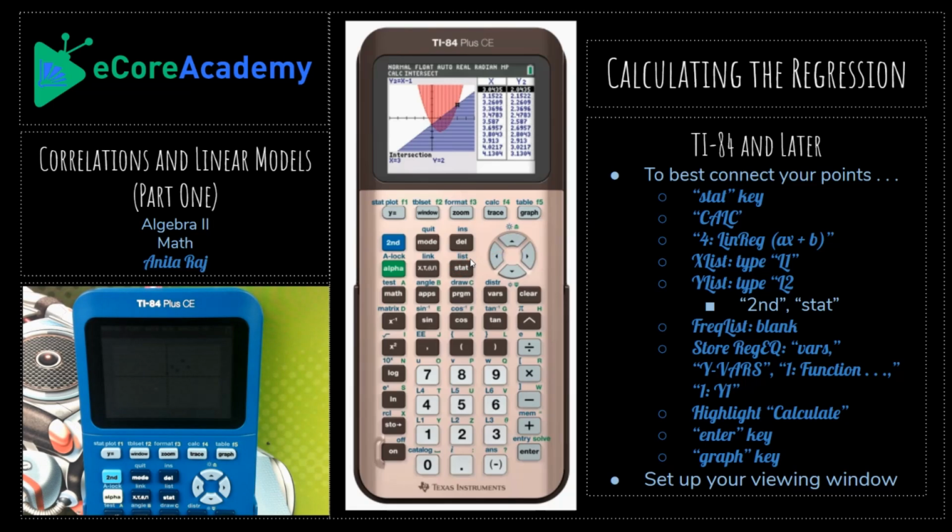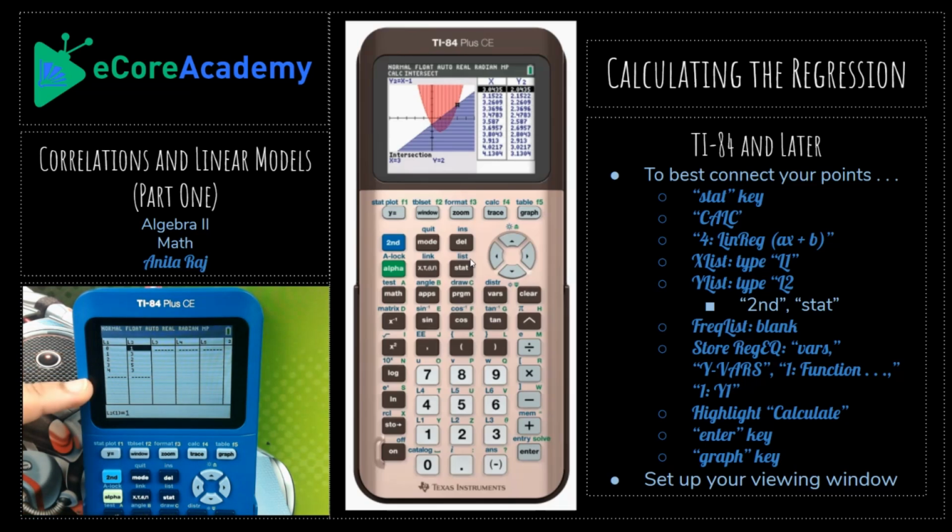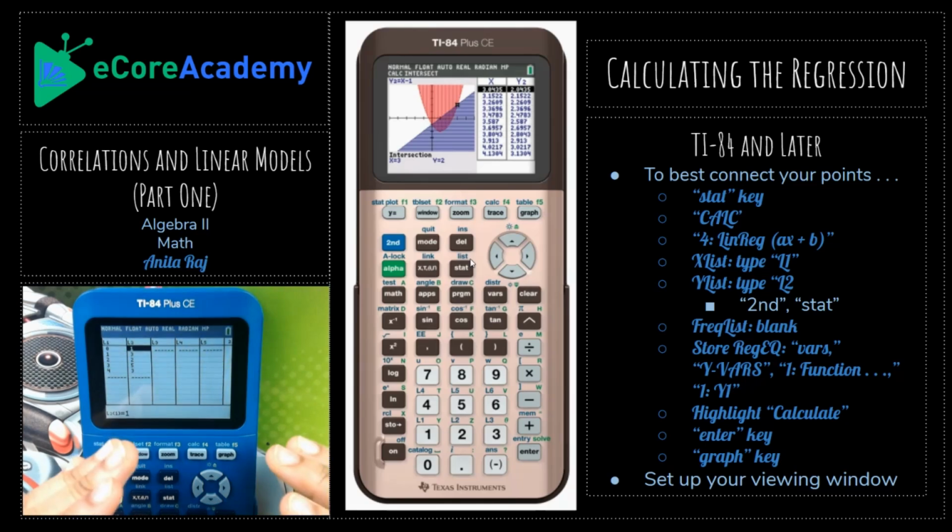Then you want to make sure your x list is already on L1 and your y list is already on L2, because if you remember from the graph that we input into, those are the corresponding x and y coordinates. Yours should already be set up that way, but just make sure it is. Then hit second stat, and make sure your frequency list is blank. Then use the down arrow to get to store regular equation.